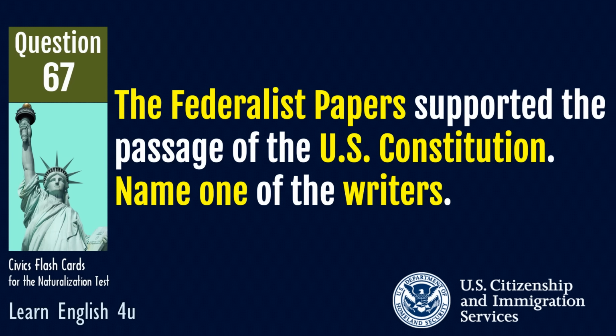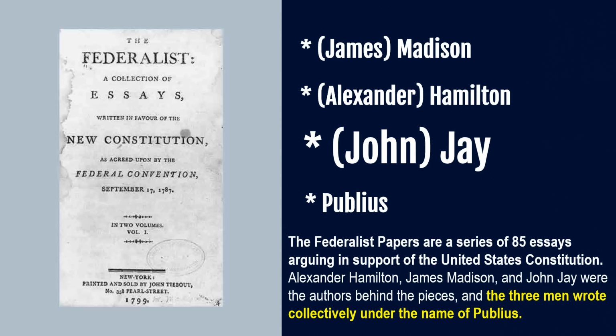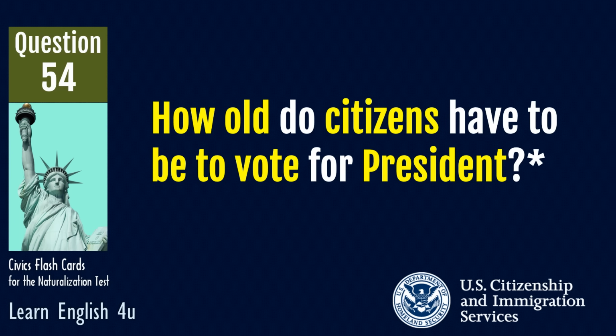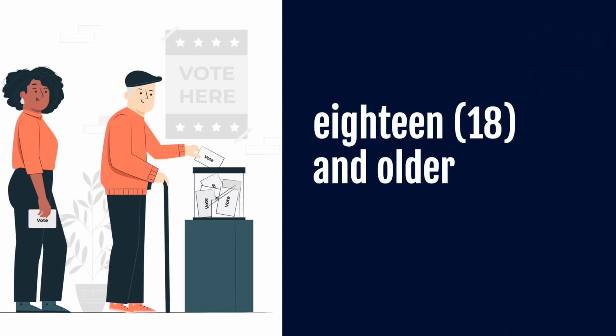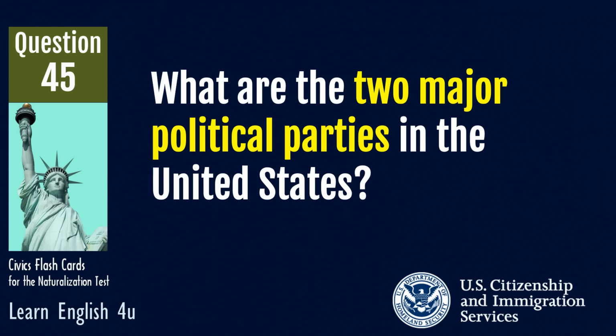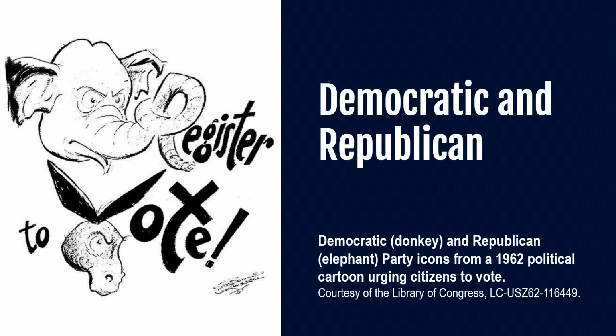The Federalist Papers supported the passage of the U.S. Constitution. Name one of the writers. John Jay. How old do citizens have to be to vote for president? 18 and older. What are the two major political parties in the United States? Democratic and Republican.